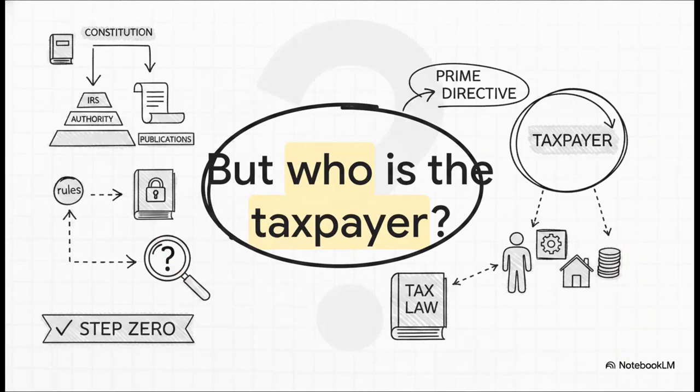In our previous lesson, we unpacked the whole IRS authority hierarchy, going all the way from the U.S. Constitution right down to IRS publications, so we know the rules now. But before we can even begin to apply a single tax law, we have to stop and ask, who is the taxpayer? Determining entity classification is your prime directive. It's basically step 0 before any true tax analysis can begin.